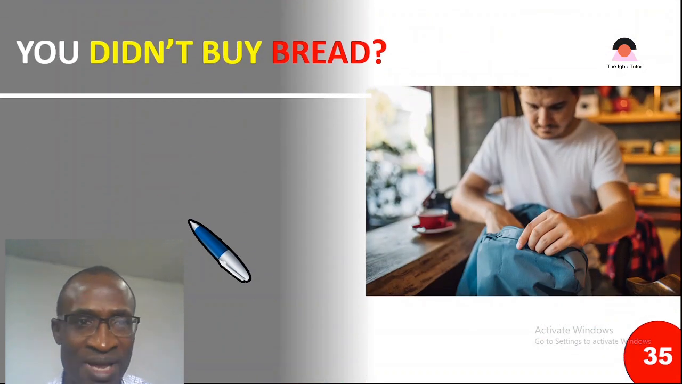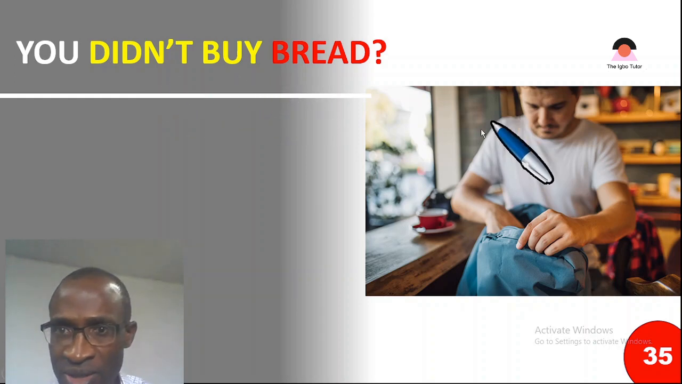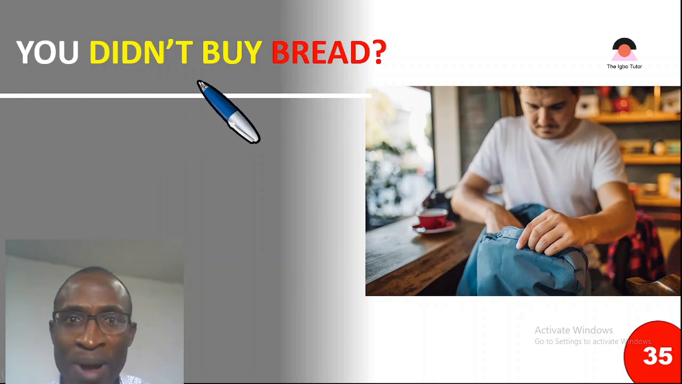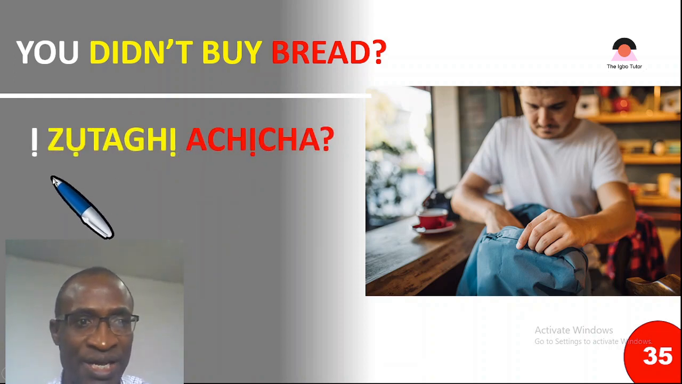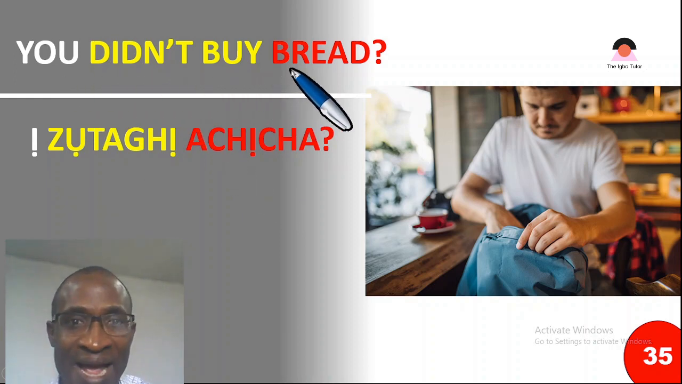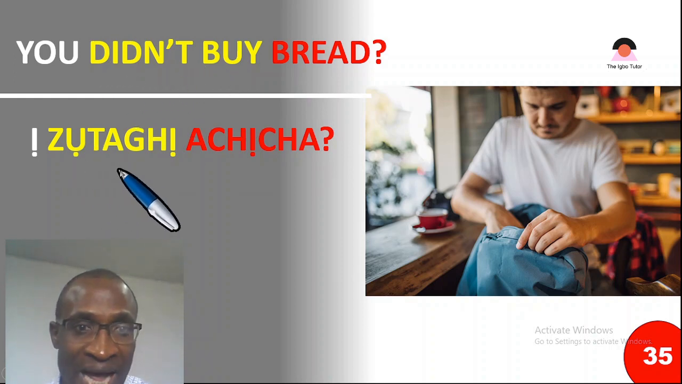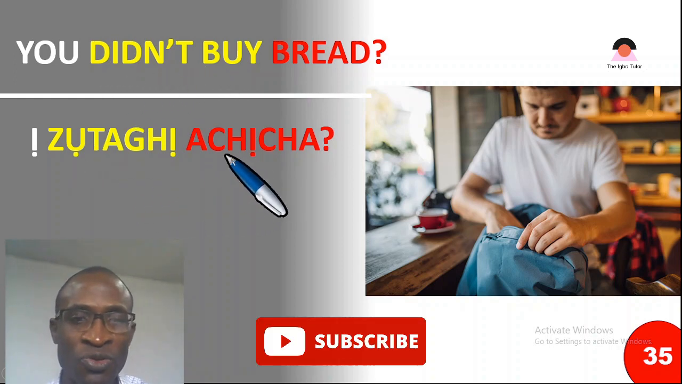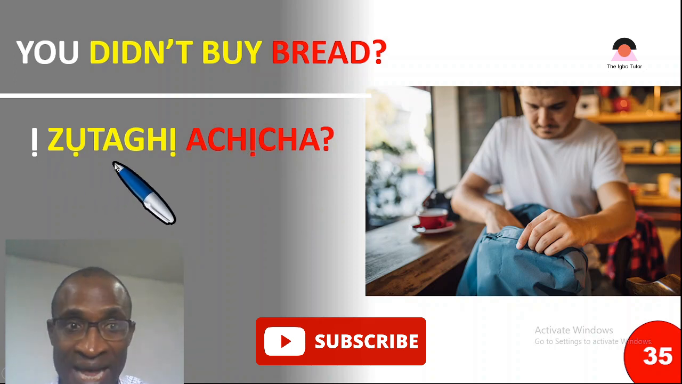Let's move on from here. Did you buy bread? There's an inquiry here. The husband is looking for something. Let's hear how that is said in Igbo language. Ịzụtaghị achịcha. Oh, you didn't buy bread. Sorry, I made a mistake. You didn't buy bread? That's a question. Ịzụtaghị achịcha. From here you can see that achịcha is bread. Ịzụtaghị, you didn't buy.